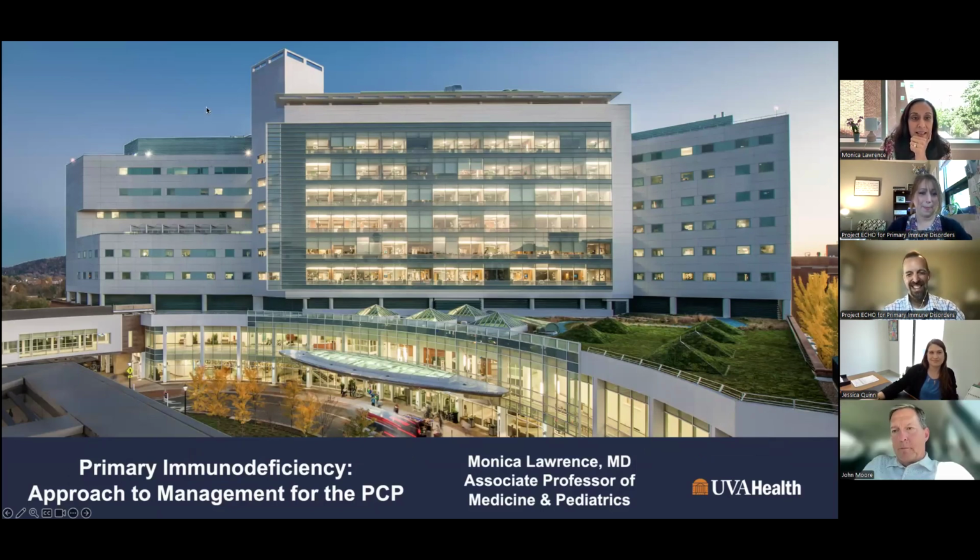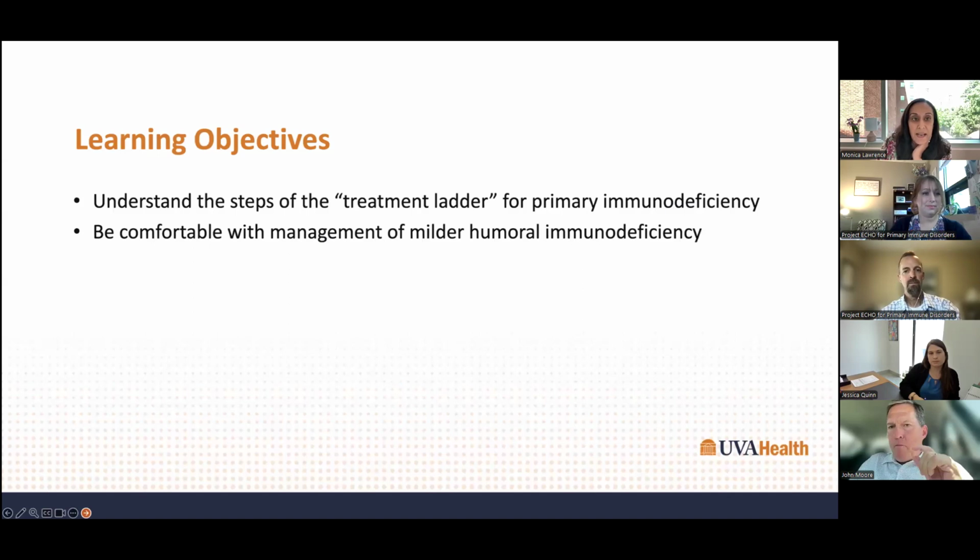So this talk, again, as Angie said, is going to be brief, maybe 20 minutes with some time for questions, and it's a pretty practical approach to what to do with immune deficient patients. This is implying that you've already identified them as immune deficient and how to manage them. I am going to talk to you about the treatment ladder, as I call it, for primary immune deficiency.